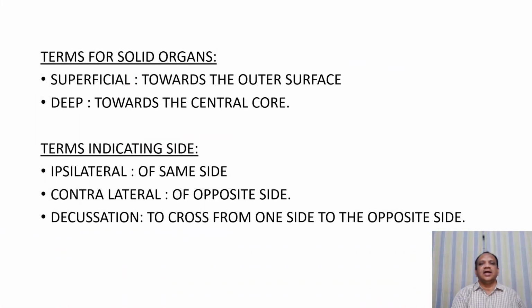Terms for solid organs: superficial surface is towards the outer surface, deep surface is towards the central core. Terms indicating side, that's what we mentioned earlier: anterior, posterior, inferior, superior, right, left. These are all terms indicating side only.